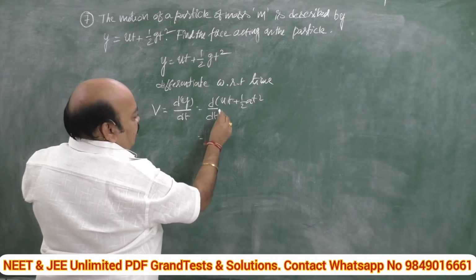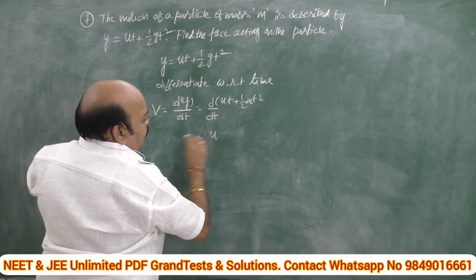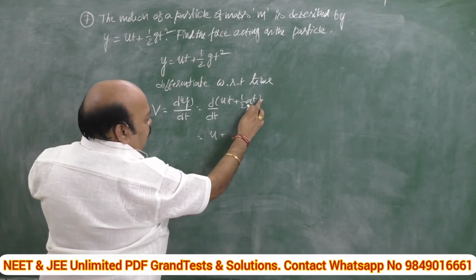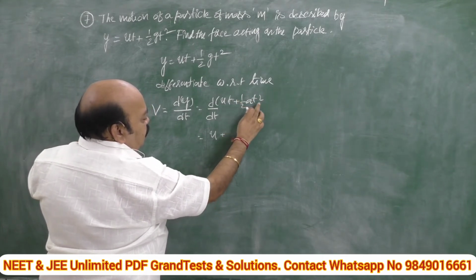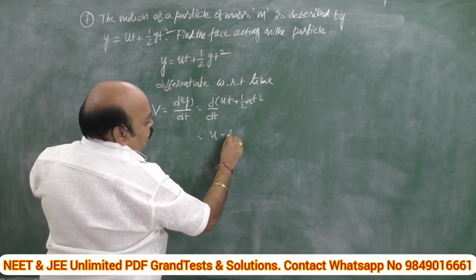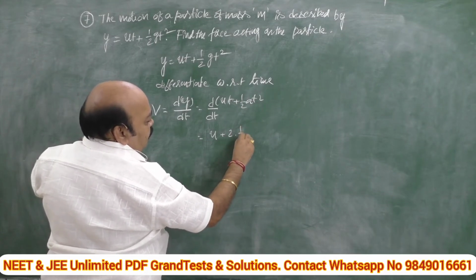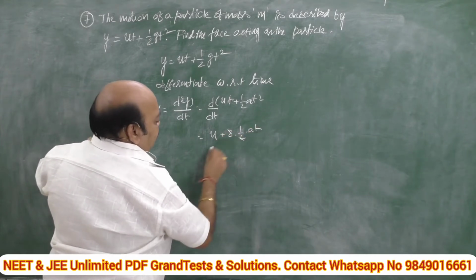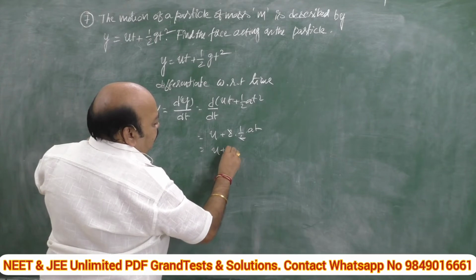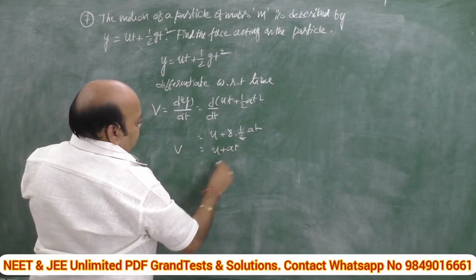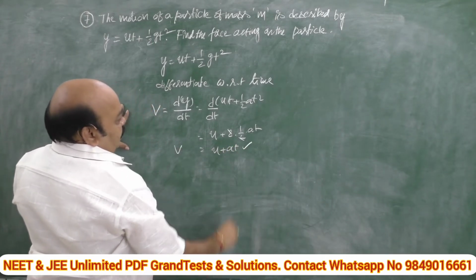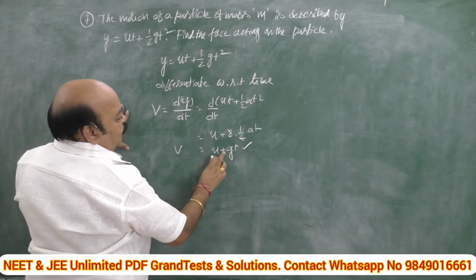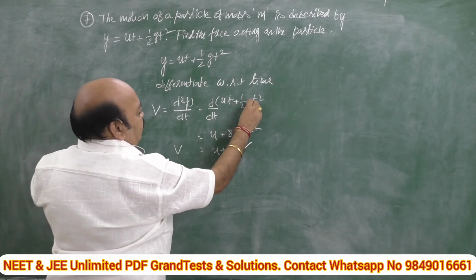See, if we differentiate this term, we get u, and if we differentiate this term, 2 into 1 by 2 into at. This t gets cancelled. So, the net value is u plus at. This is the velocity. In the place of a here, this is g. So, u plus gt is the right answer. Once again, in the place of a, it is g.